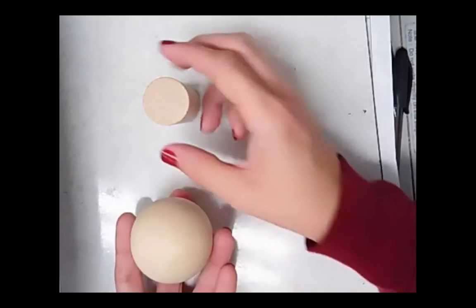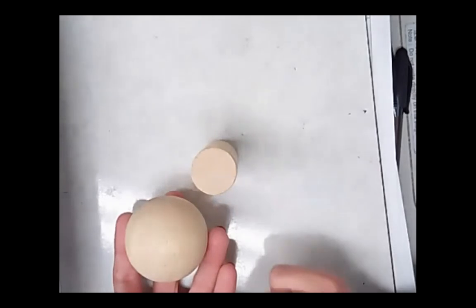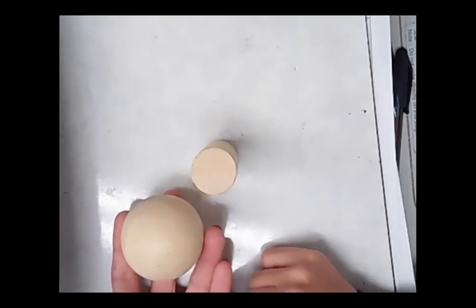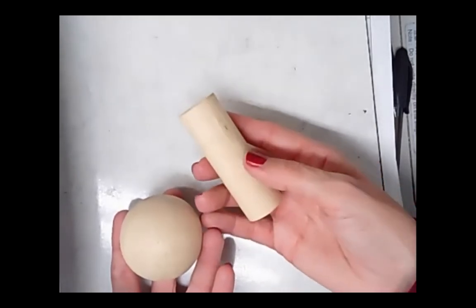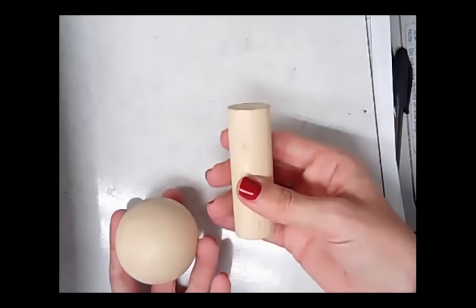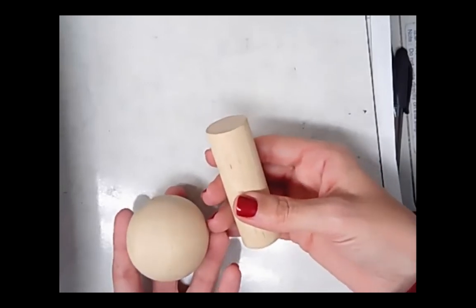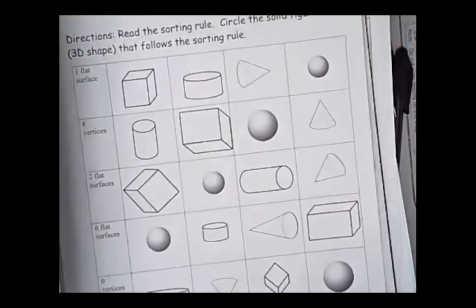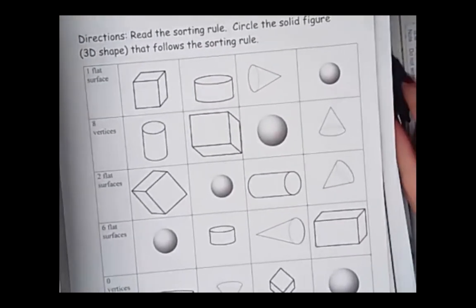Did you notice anything else about the cylinder and the sphere? Neither one of them have any vertices or corners. That would be something they have in common. So now that we have talked about our 3D shapes and we've determined their attributes and what makes them unique, we are going to do this sheet together. Can you help me fill it out?